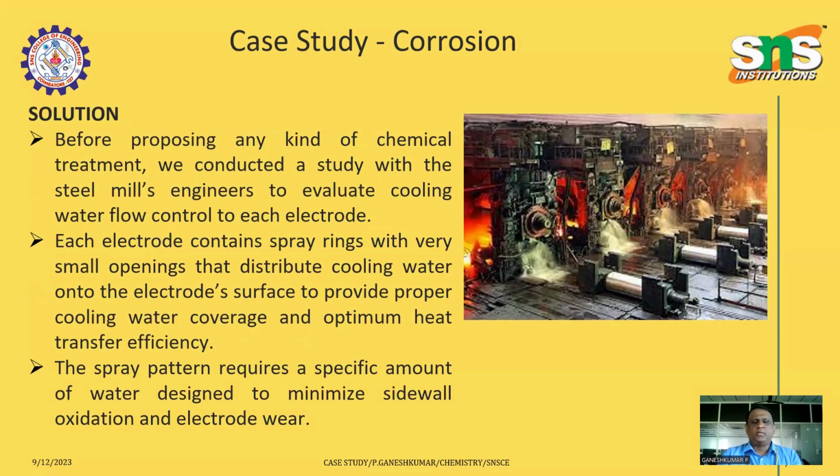Before proposing any kind of chemical treatment, that particular company conducted a study with the steel mill engineers to evaluate the cooling water flow control to each electrode. Each electrode contains spray rings with very small openings that distribute cooling water onto the electrode surface to provide proper cooling water coverage and optimum heat transfer efficiency. The spray pattern requires a specific amount of water, designed to minimize sidewall oxidation of the electrode.